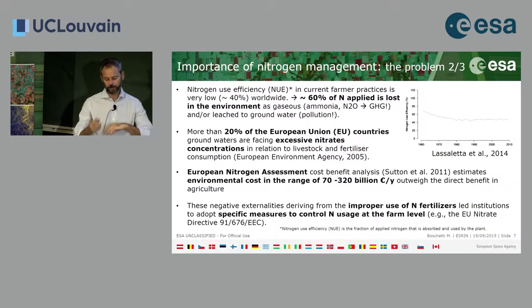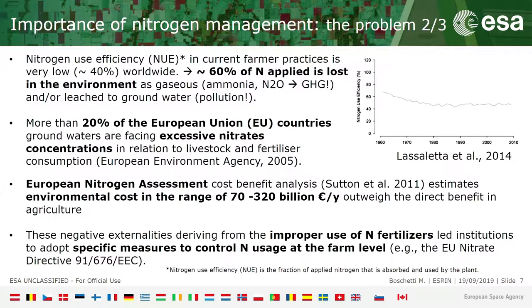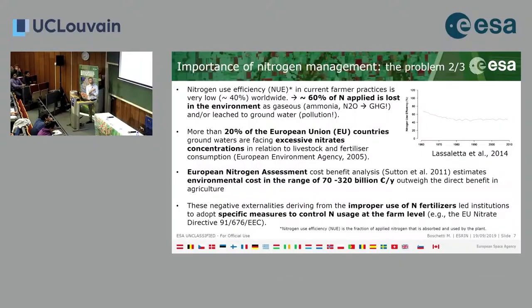So if we see the problem from another point of view, in terms of nitrogen use efficiency, that is the fraction of applied nitrogen that is really absorbed by the plant, the same authors show that there is a decrease from the 50s up to now, a flat situation in which the nitrogen use efficiency is about 40%. So it means that 60% of nitrogen that we apply in the agro system is lost. And it is lost in two main ways. One in gases that also have an impact as greenhouse gases. So it's a really problematic situation. And the other in the groundwater.